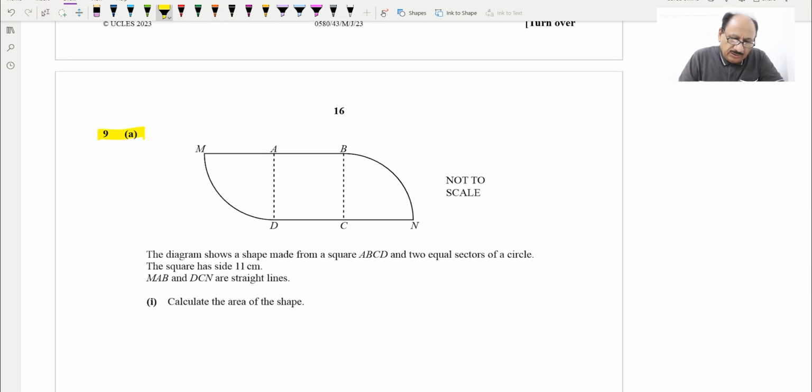Question number 9a part. Diagram is provided. The diagram shows a shape made from a square ABCD. Square is this much.